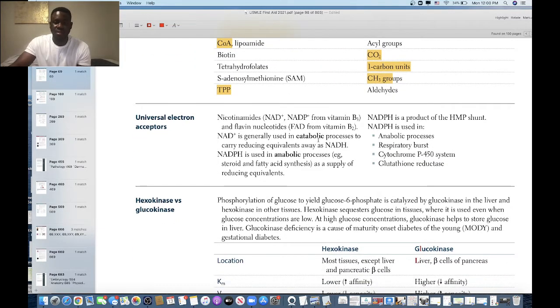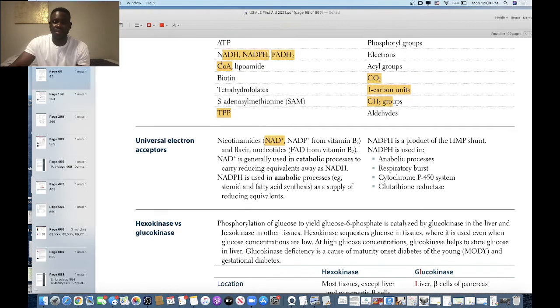Universal electron acceptors. As we saw, if these molecules did not accept the electrons, they would not be carrying them, right? So NAD plus and NADP plus are all from vitamin B3. Whatever they are derived from, just know that they are all vitamin B3. And then we also have FAD, the flavin adenine dinucleotide. It's also another electron carrier. And then, yeah, we can continue.